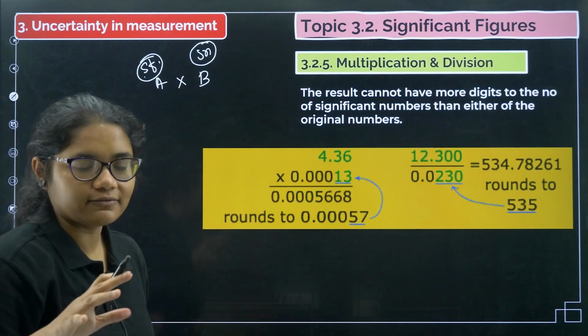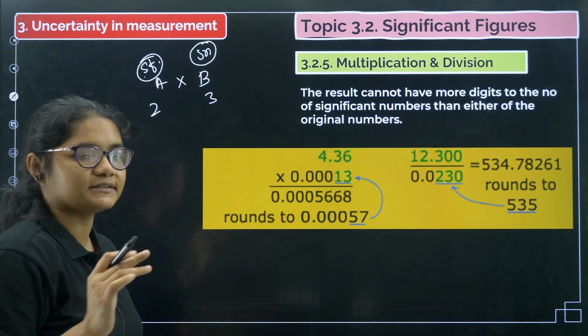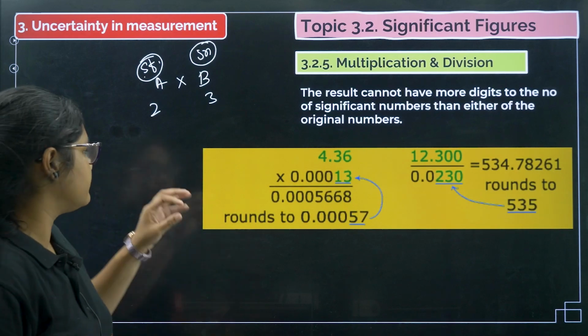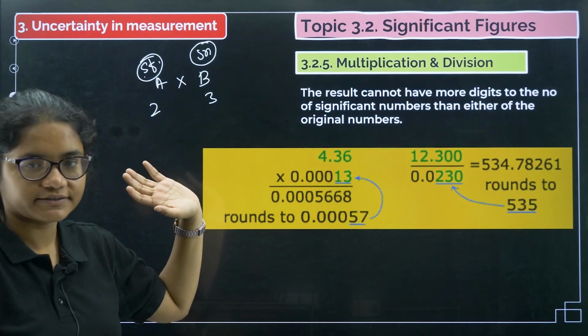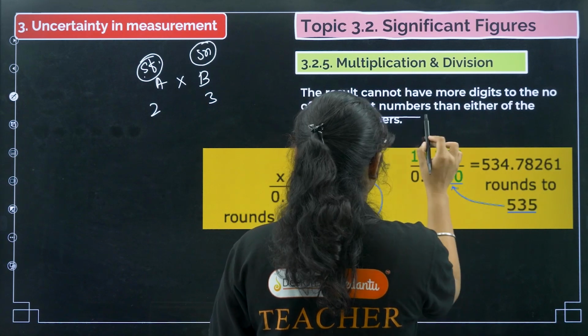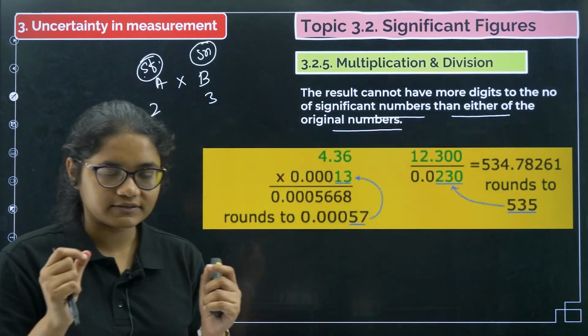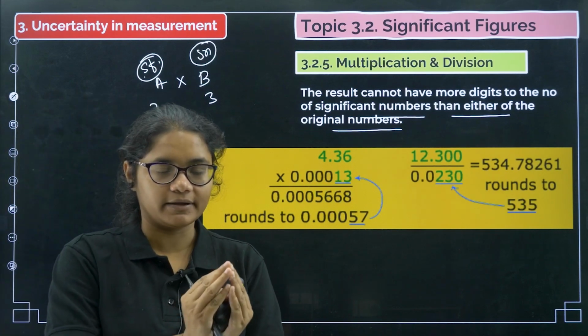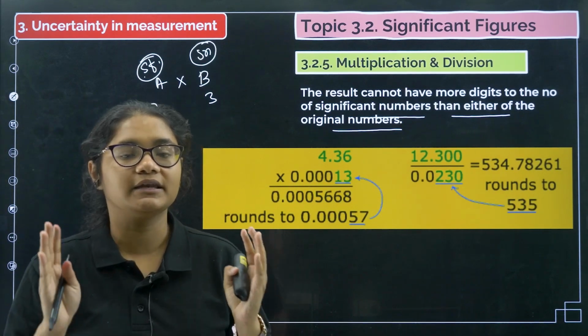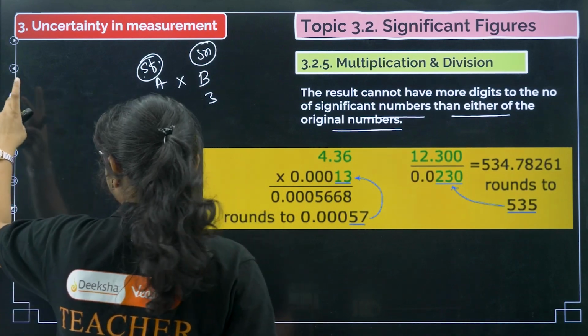The answer should have, suppose here the significant numbers is 2 and here the significant numbers are 3, then the answer should have the least number of significant figures. So the result cannot have more significant figures than either of the original numbers. It means whichever original number has the least significant figures, the answer should also have that many significant figures. Now let us see the first one.